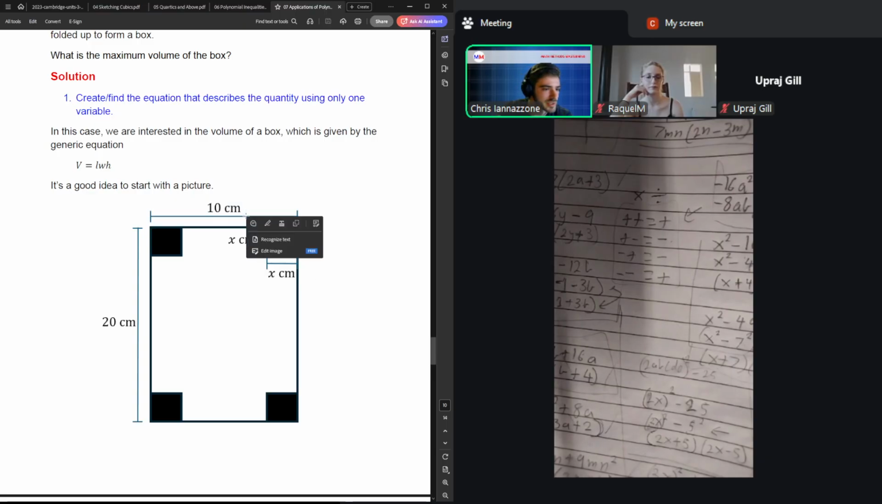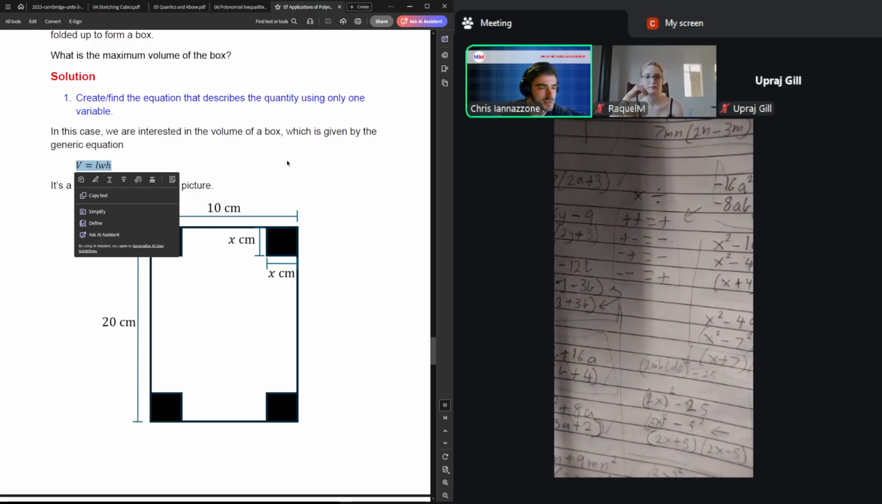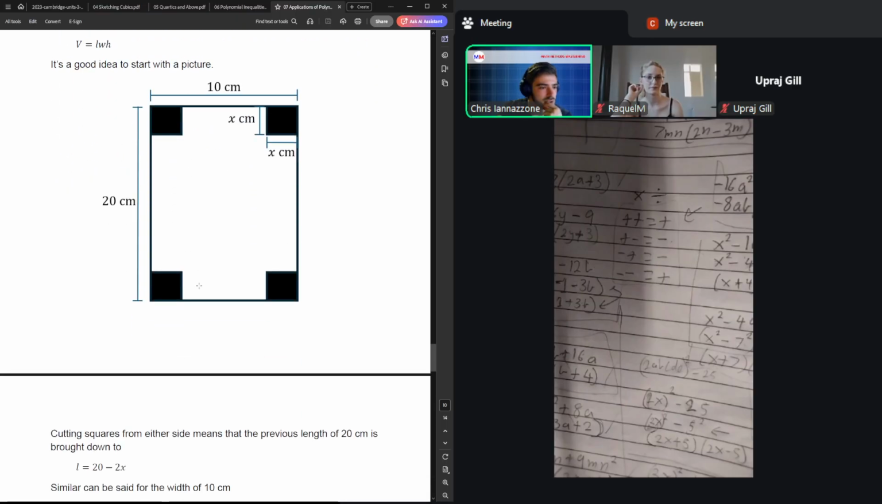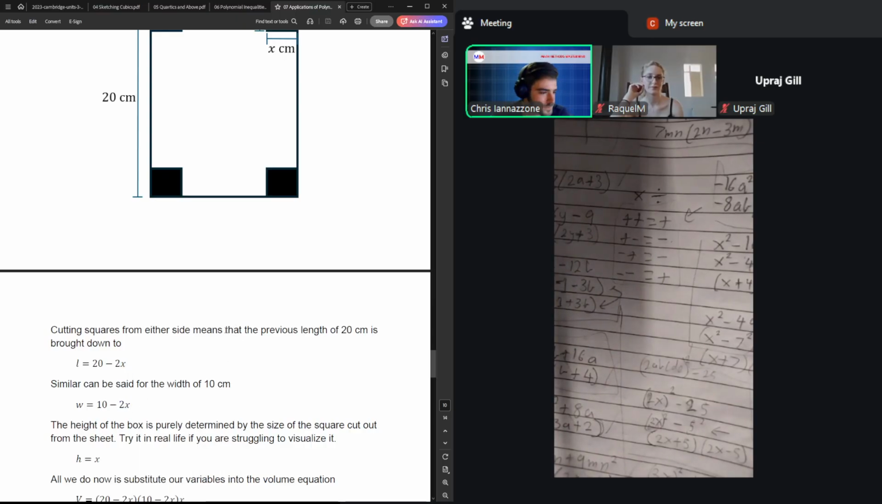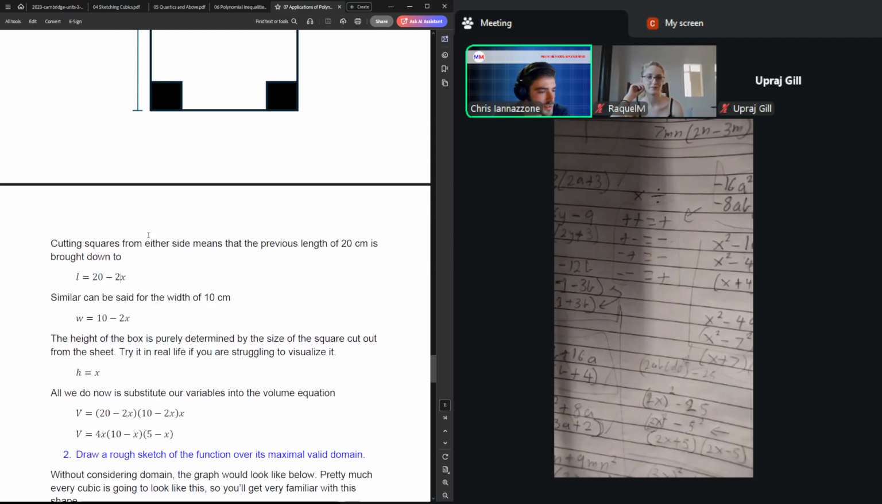From there, we can pretty easily recognize that 10 and 20 are no longer the full length and width, because we've actually cut out these spots here. So instead of just saying that the volume is length by width by height, well, that is still true, but we just need to update what the actual length and the actual width are by simply factoring in the fact that we've cut out 2 x's from either side. So we started at 20, cut out 2 x's, we started at 10, cut out 2 x's.